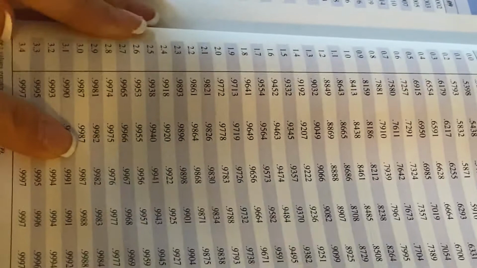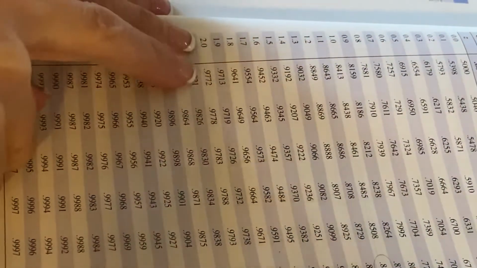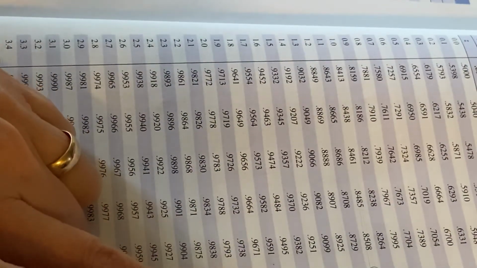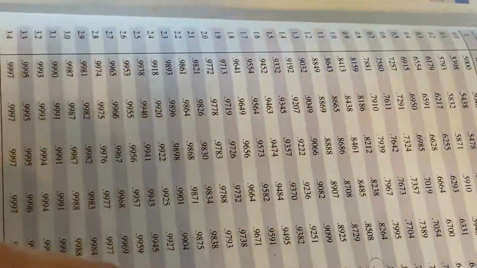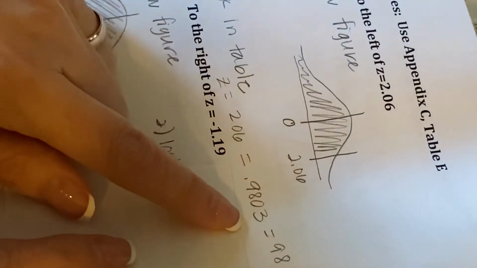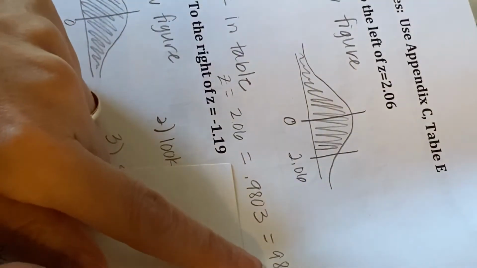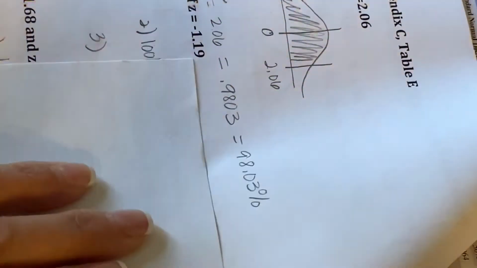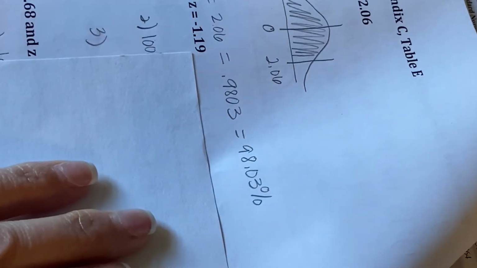So now the next thing is I go to my table. I need to find z equaling 2.06. So I go right to this table here. 2.0 is right here, and now I need to find 6 because it's 2.06. So 06 is over here. I go down and across and I get 0.9803. That's the area under the curve. So then I write down my answer: z at 2.06 is 0.9803. I need to write that as a percent. I move the decimal over twice and I get 98.03. Sorry if you couldn't see that. Okay, so nothing too terrible there.